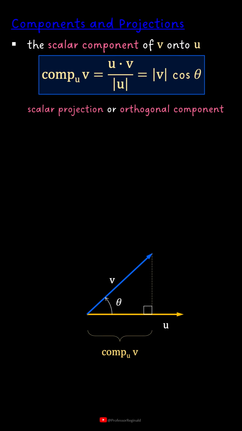In the first expression, the norm of the vector along which the projection is taken is in the denominator, while in the second expression, the norm of the vector whose projection is needed is the multiplier.